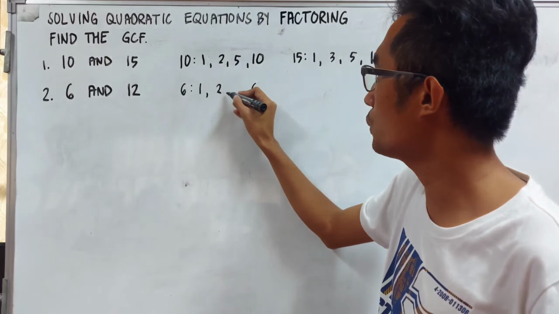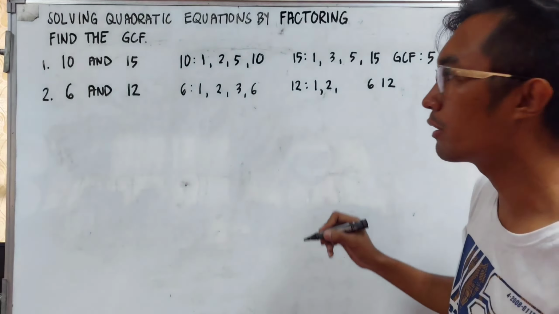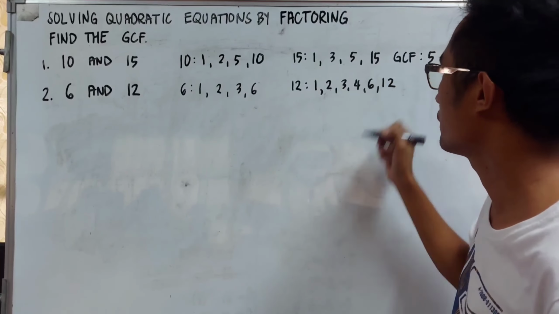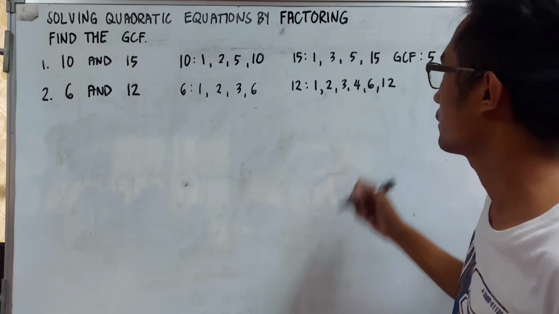For 12, we have 1 and 12. What else? Meron pa ba? 2 and 6. Meron pa ba? Meron pa. 3 and 4. Meron pa ba? Wala na.